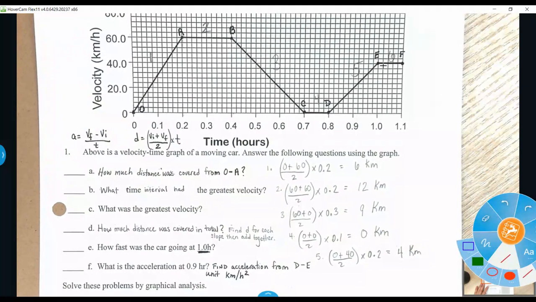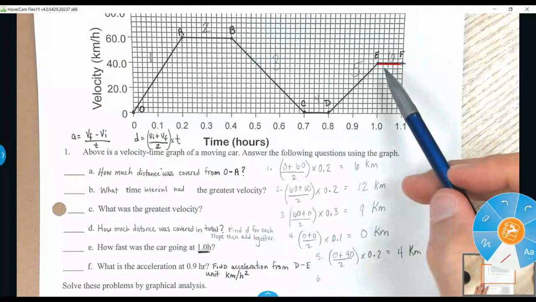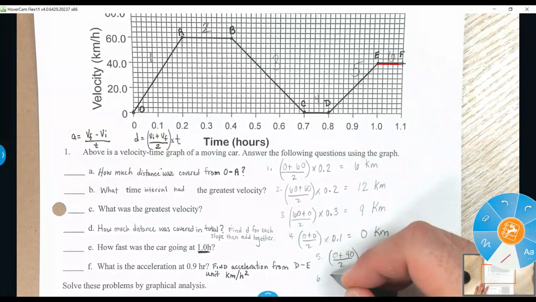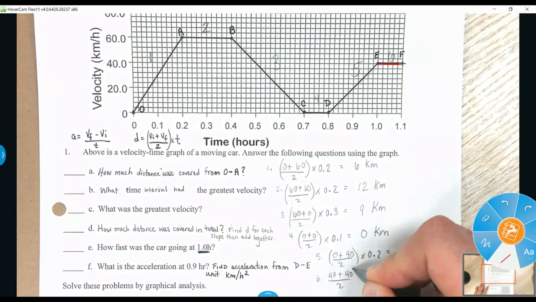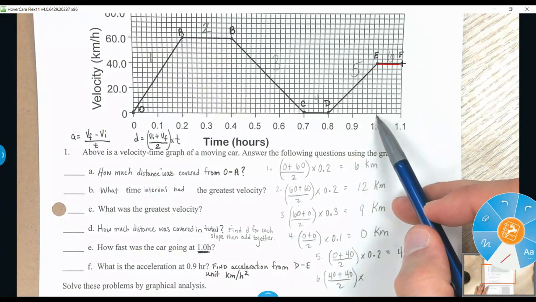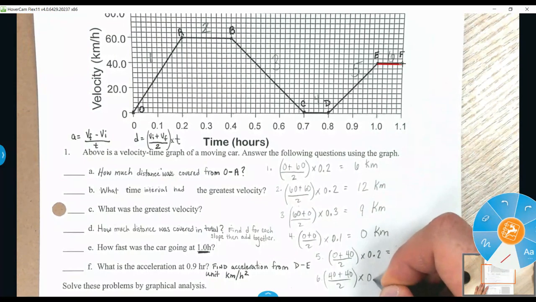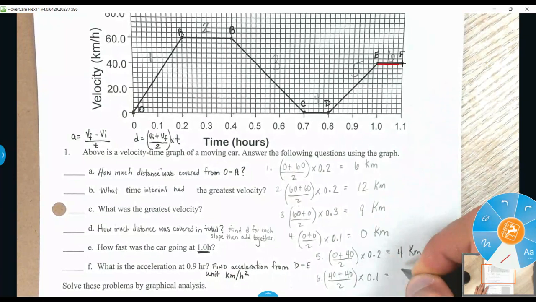And then the last one, line segment 6. Initial is 40. Final is 40. And multiply that by the time that it was moving. So from 1 to 1.1, it would be 0.1, and that is also going to give us 4 kilometers. So this is how much distance we have traveled.